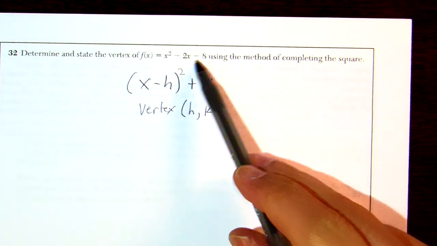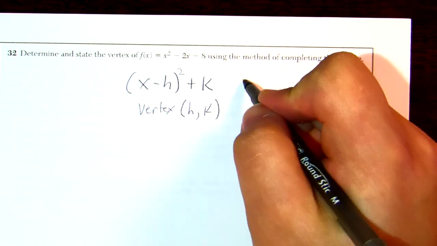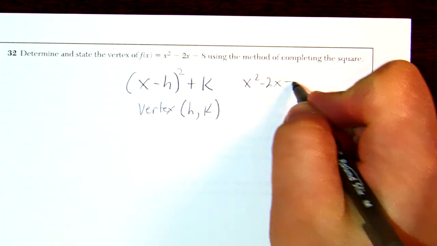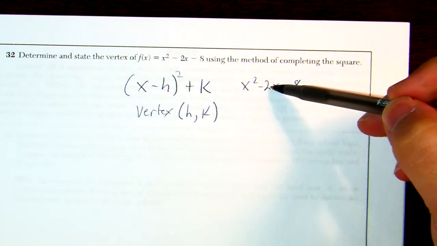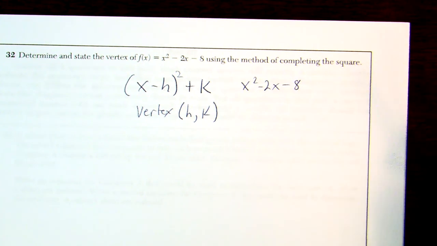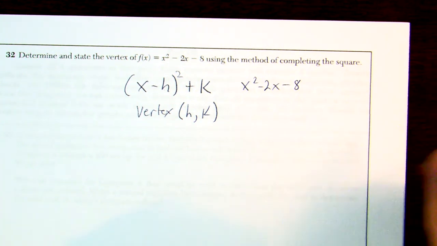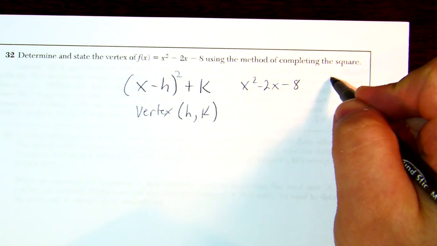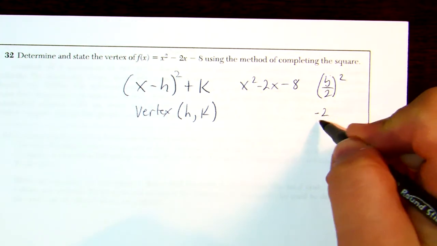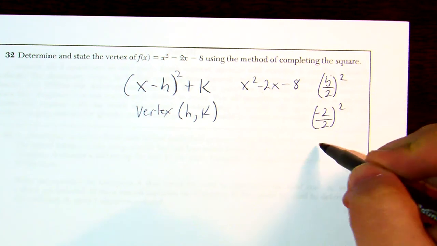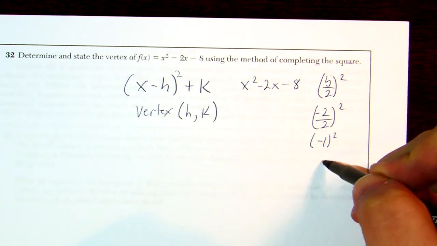All right. So we got to complete the square for the x squared minus 2x minus 8. Okay, and the way we do that is taking b, the b part of the equation, halving it, and then squaring it. And then whatever that is, we got to add it to both sides. So we're going to take b, which is negative 2, halve it, square it. So this is going to be negative 1 squared, which equals 1.